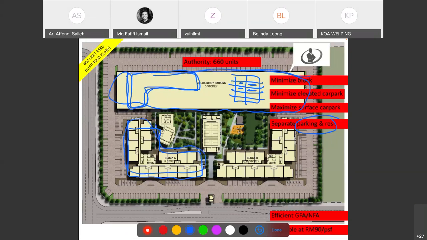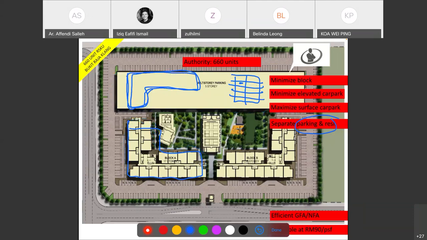So to build all this is expensive. To build all this first outright is expensive. Many millions of ringgit are needed to build this, right? So the best way is to separate this, so the developer can consistently charge money to the bank on this, and at the same time get money to finance the whole process.